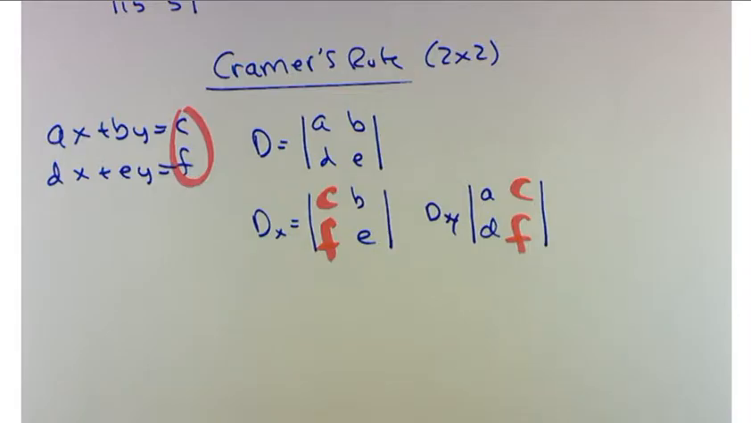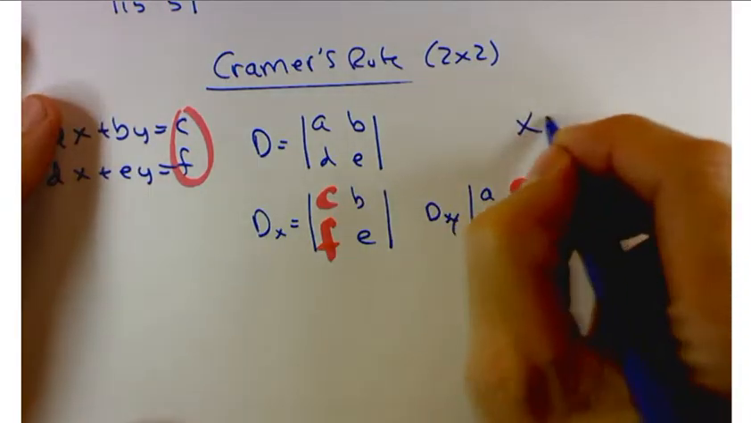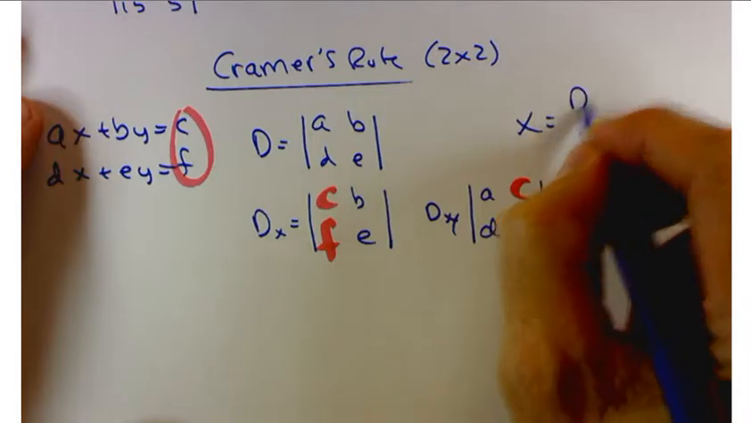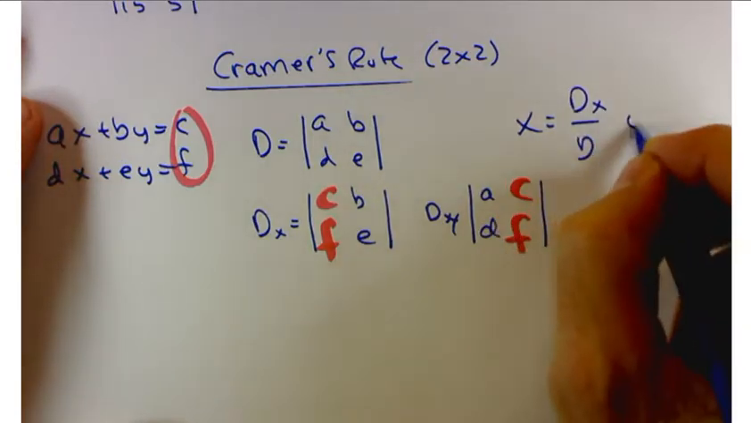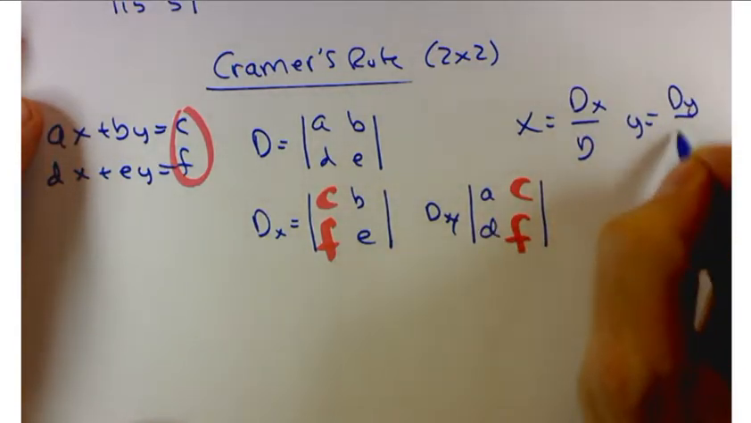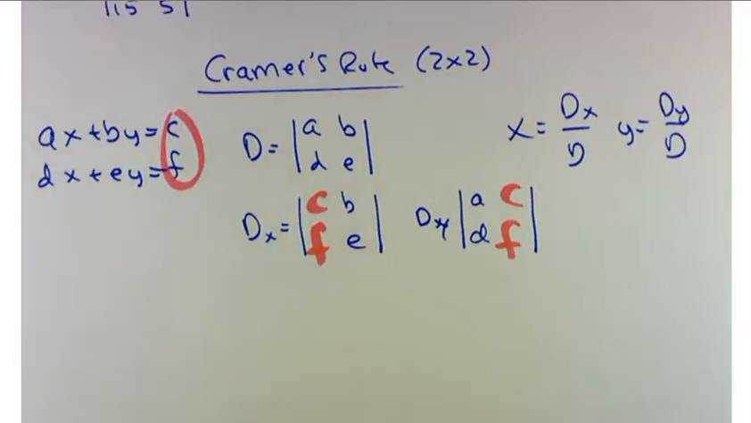Please don't stop here. That's not a solution. You still need to solve for x and y. So x is dx over d, and y is dy over d. There's your solution. Yay.